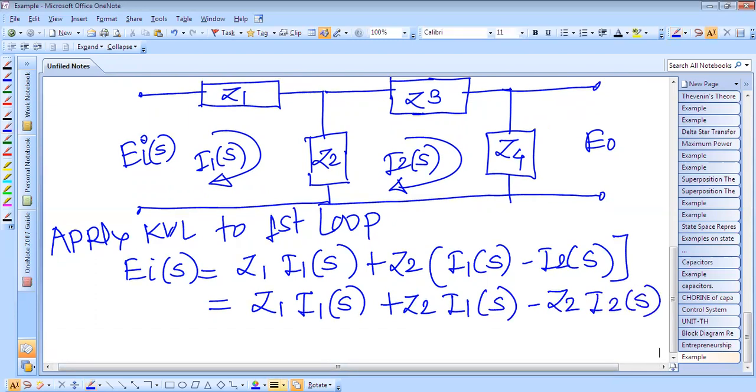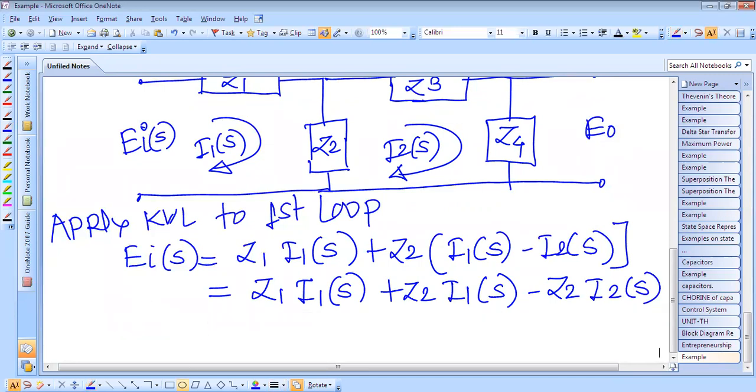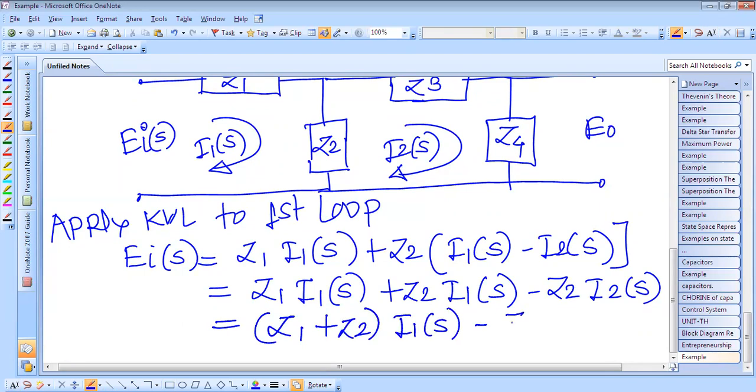And we can take this Z1 I1 of S term at one side, Z1 plus Z2 into I1 of S minus Z2 into I2 of S. So this is EI of S. This is equation number 1. Similarly, we have to apply the KVL to this second loop.